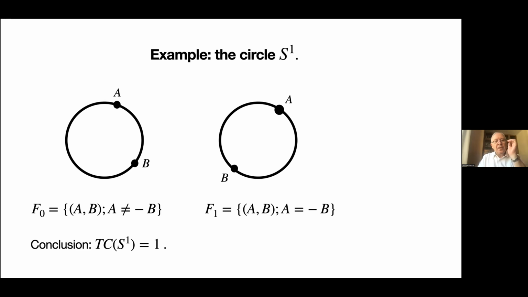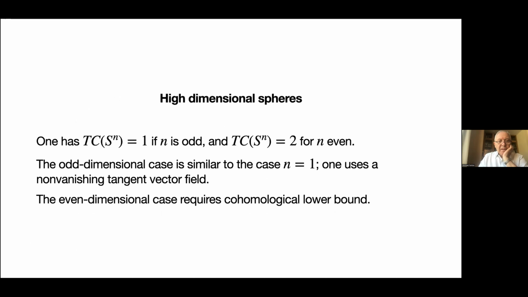So, conclusion: the topological complexity of the circle is 1. Well, because we have a partition with 2 sets, and it cannot be 0 because the circle is not contractible. So it is 1. However, if you look at higher dimensions, spheres of higher dimensions, similarly we can easily conclude that the topological complexity of any odd dimensional sphere is 1.